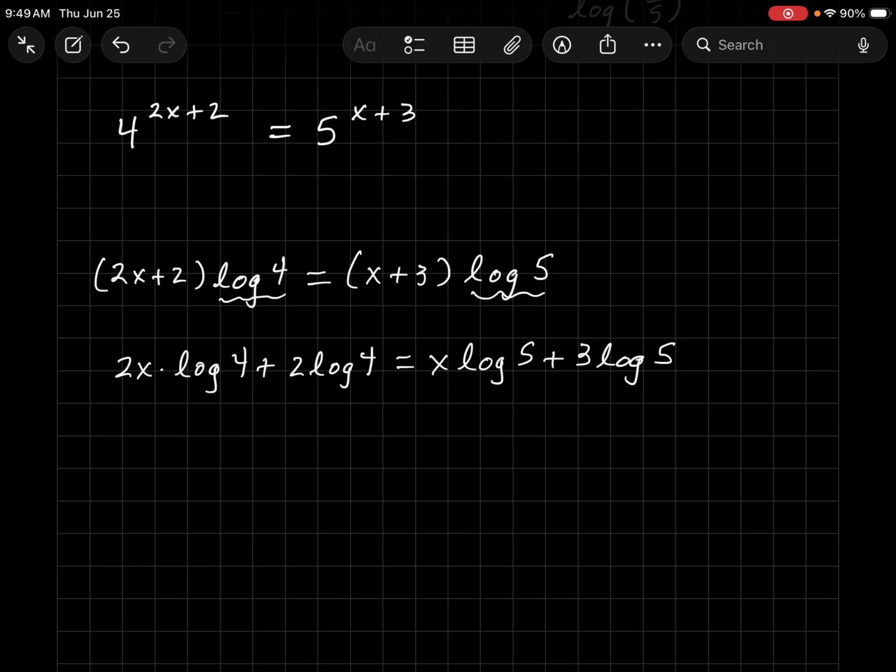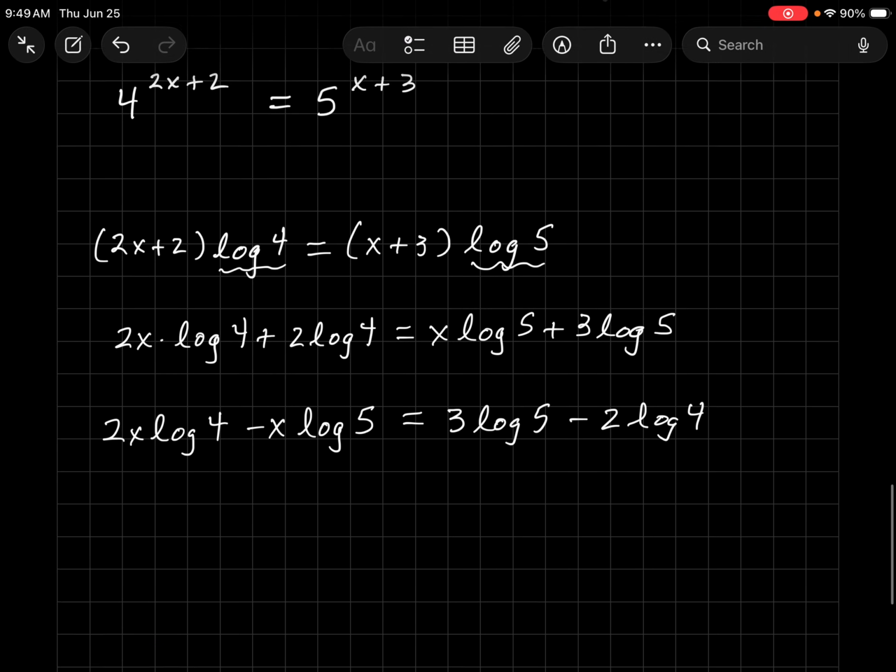I now need all x's on one side, that is all expressions with an x. So I will get my x's on the left side this time. So I will have 2x log 4 minus x log 5. And then all expressions without an x on the right side. So I'll do 3 log 5 minus 2 log 4. Can rewrite that if I want to. I'm just going to leave it.